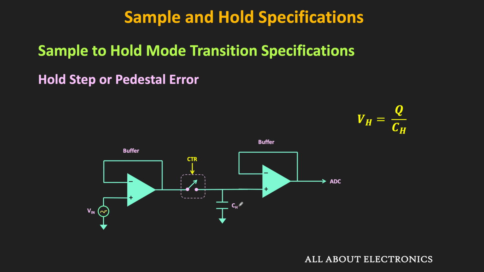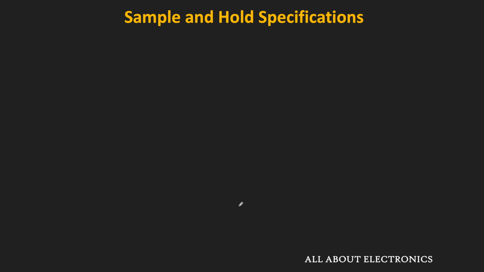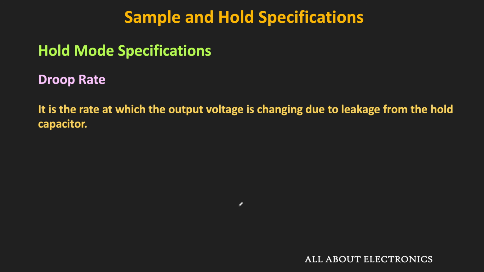Similarly, now let us see the hold mode specifications. These are the specifications where the switch is completely open and the hold capacitor is disconnected from the input side. One such specification is the droop rate. And as we have seen earlier, it is the rate at which the output voltage is changing due to the leakage from the hold capacitor.